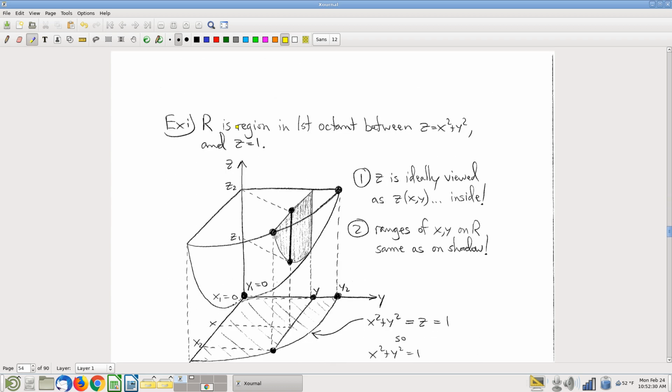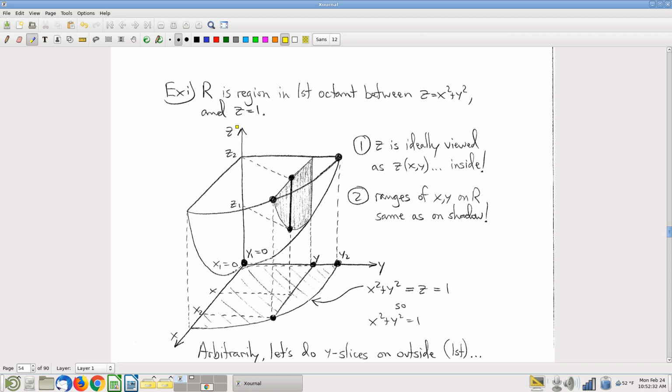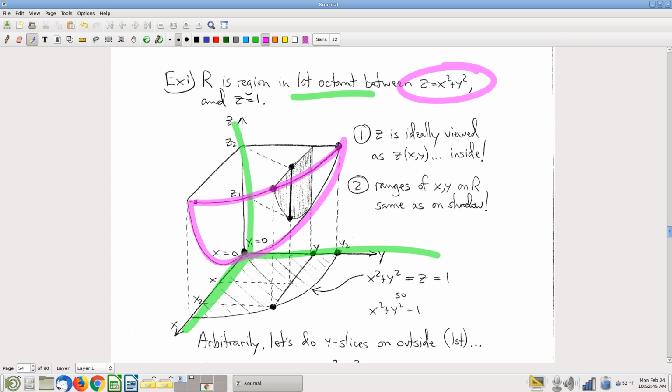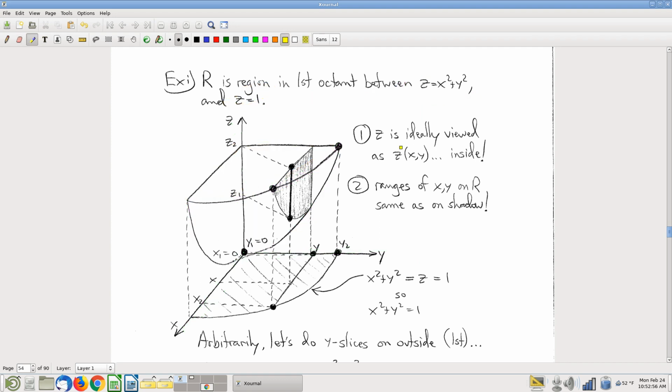Okie dokie. Here's another one. So we're looking at the region in the first octant, that's bounded between this paraboloid, which is hard to draw, and this plane, the plane z equals 1. Okay, so there's our solid. By the way, that's a pretty tough draw. If you don't believe me, try it.